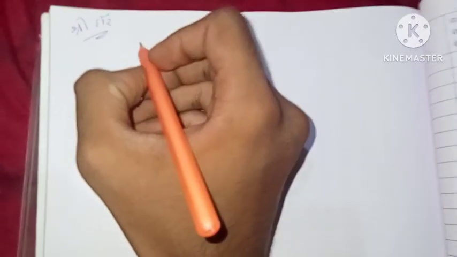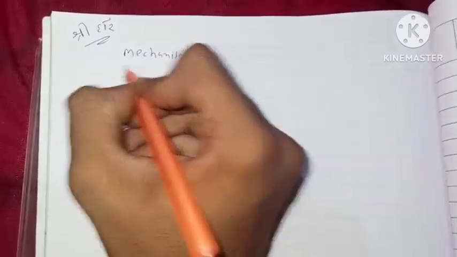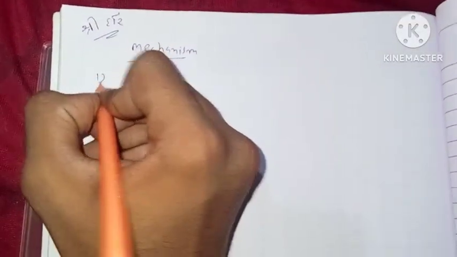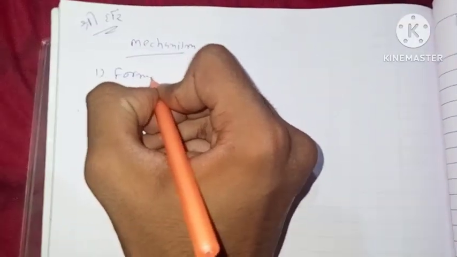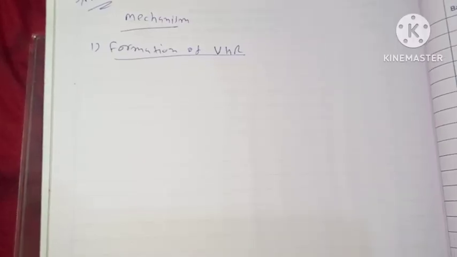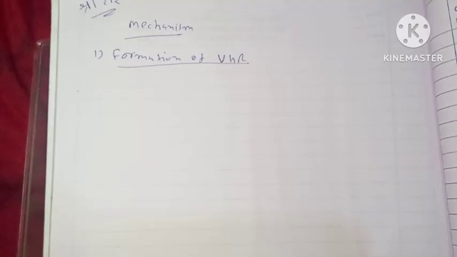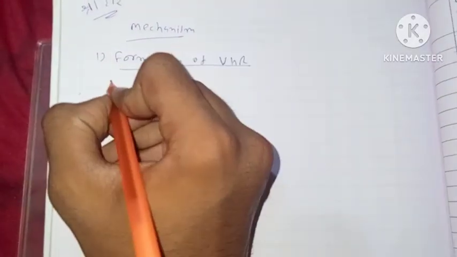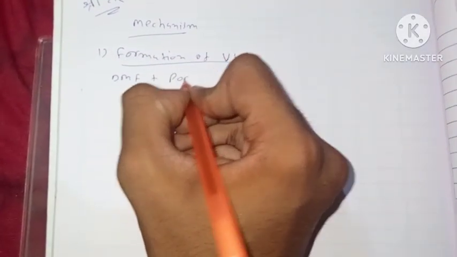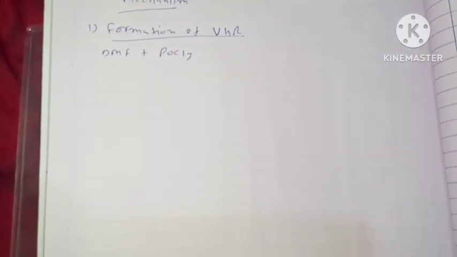So now see the mechanism. In the mechanism there are two steps. First step, formation of the formylating agent, meaning our Vilsmeier-Haack reagent. So therefore we require two things, DMF plus POCl3. So first of all we draw the structure of DMF.